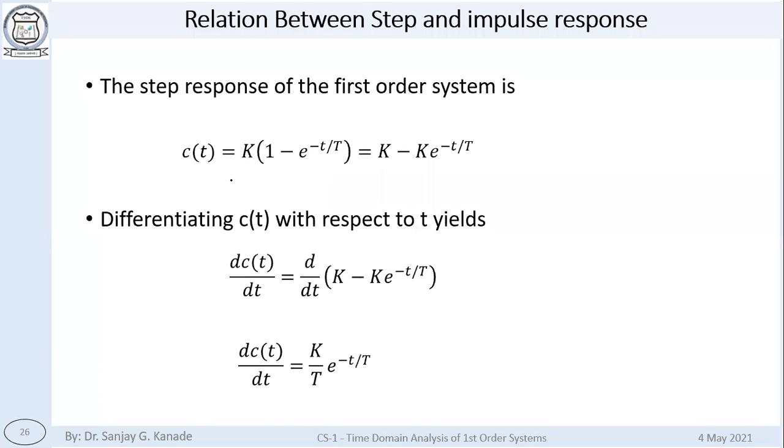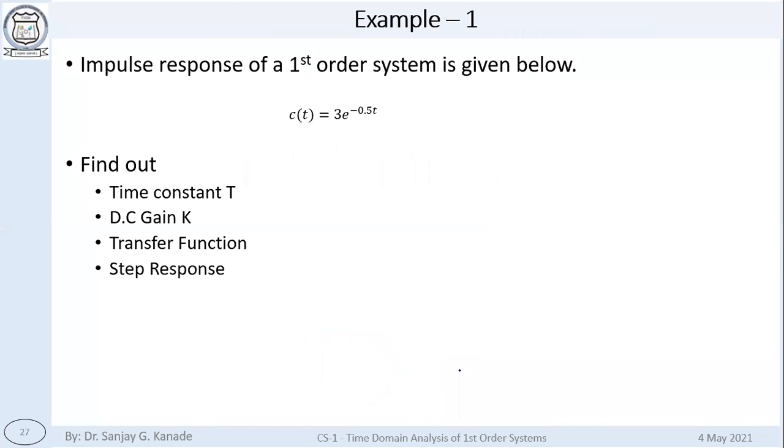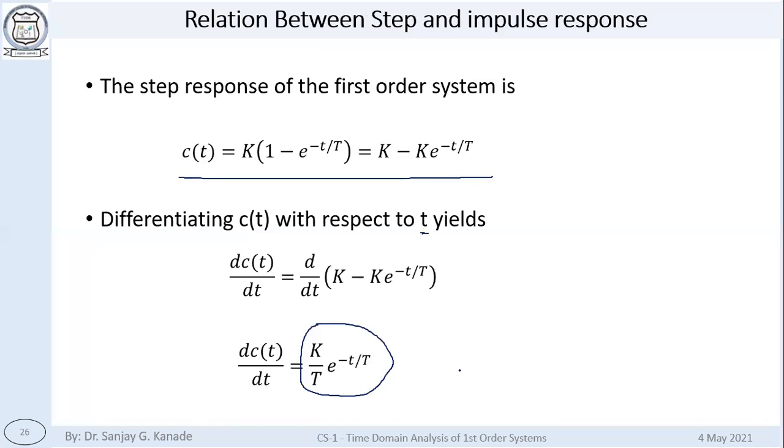For example, here, this is the step response of the first order system that we derived yesterday. And when you differentiate this equation with respect to t, meaning if you take d by dt of both the sides, what do you get? You get this value, k by T e raised to minus t by T. Now what is this value? K by T e raised to minus t by T. It is nothing but the impulse response of the system.